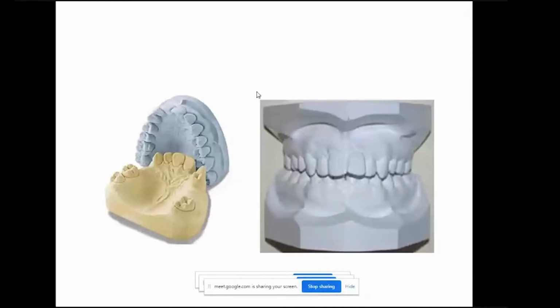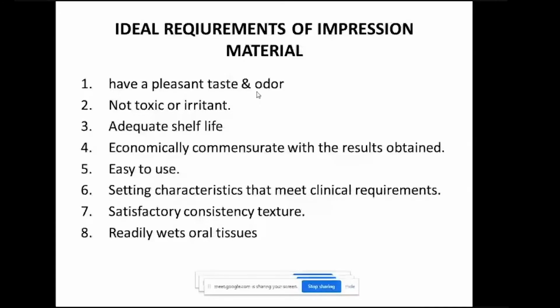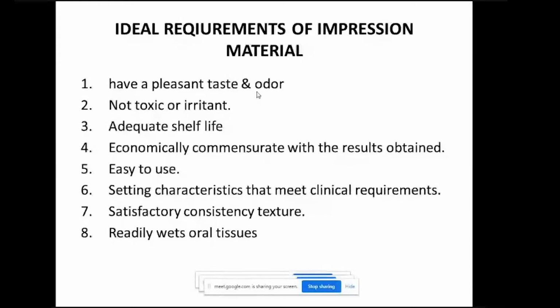Ideal, you have some requirements for impression material. Every impression material must fulfill the following requirement. Number one, every material must have a pleasant taste and odor. Taste and odor. Number two, not toxic or irritant. Adequate shelf life. Every impression material must have a long life.